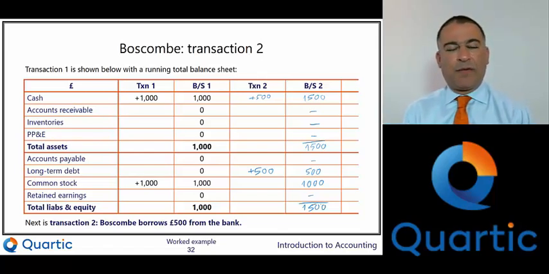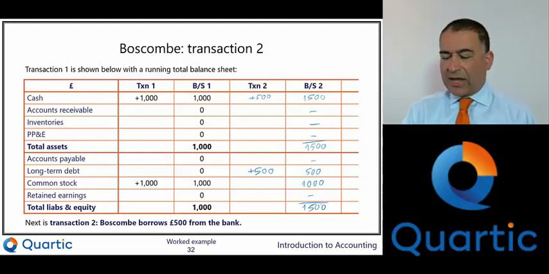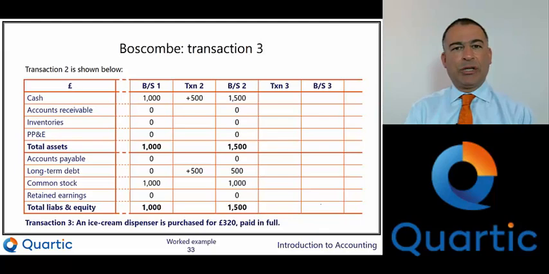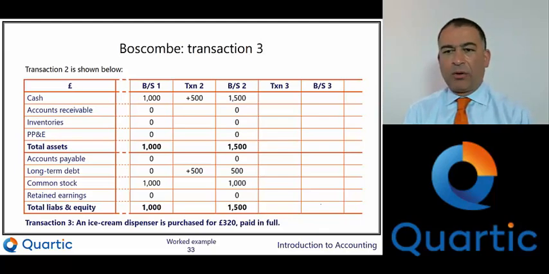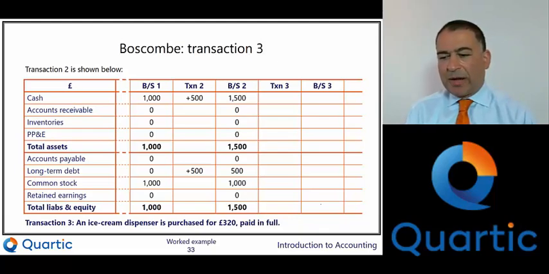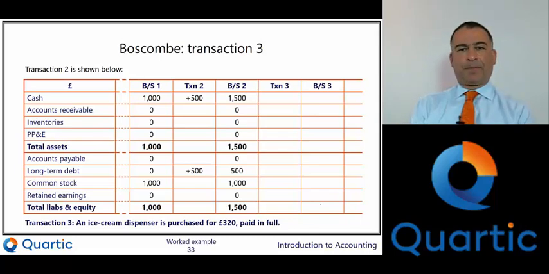Fairly simple so far. We've issued some shares, we've issued some bonds. We've got total cash in the bank of 1,500, debt of 500, common stock 1,000, and so that all balances. And there you can see transaction 2 and the balance sheet to date shown on your screen. Transaction 3, an ice cream dispenser is purchased for £320, paid in full. So where does this go? Press pause and have a go.